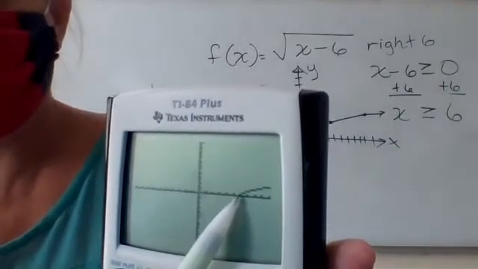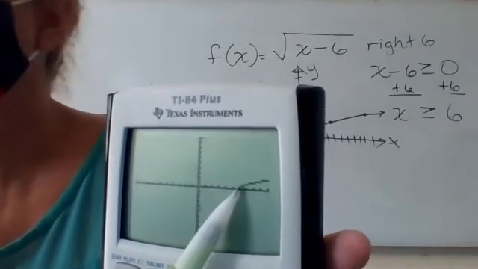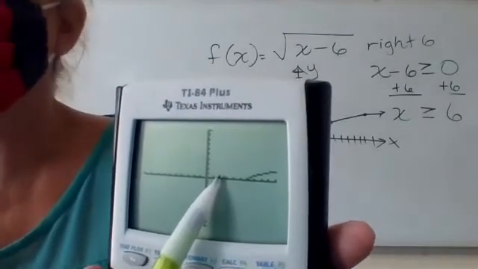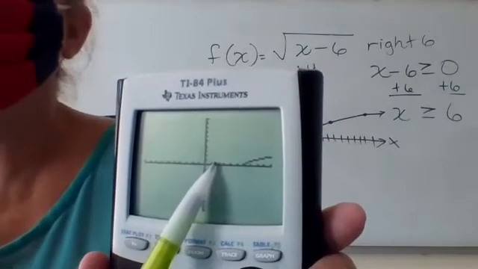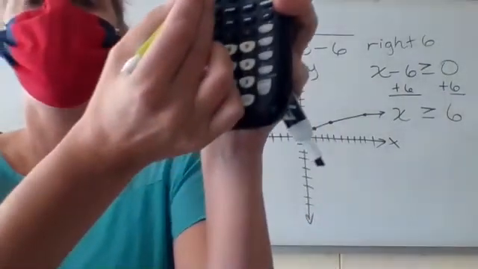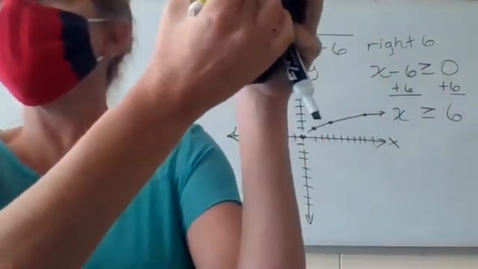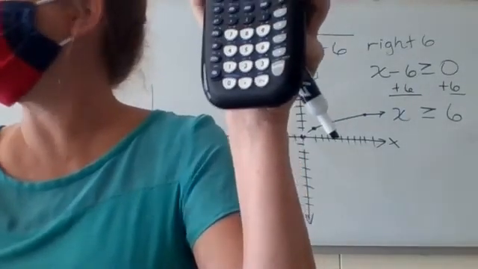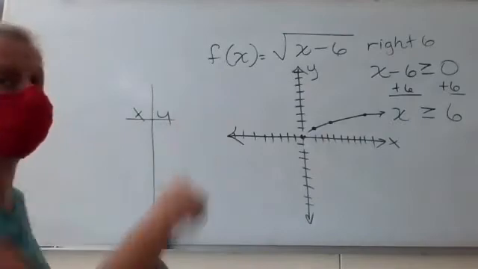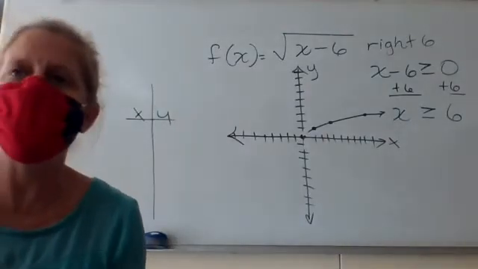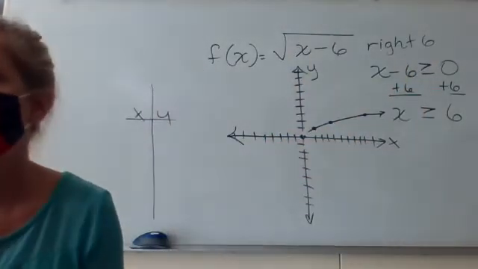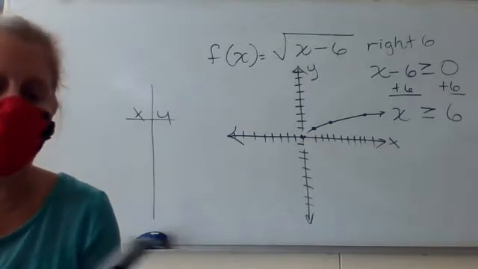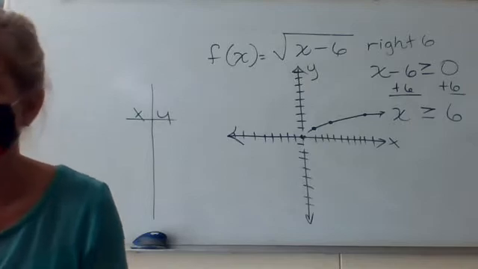Starts right there where the x is 6. If you go this way on your x-axis below 6, are you on the graph? No, anything below 6 is not included in that graph, right? That's what the domain told you before you even graphed it. You're only going to have x's bigger than 6. If you're below 6 on the x-axis, you're not included in this graph.